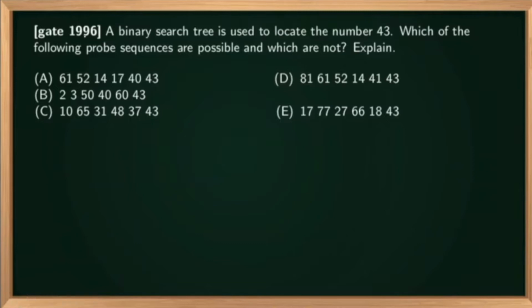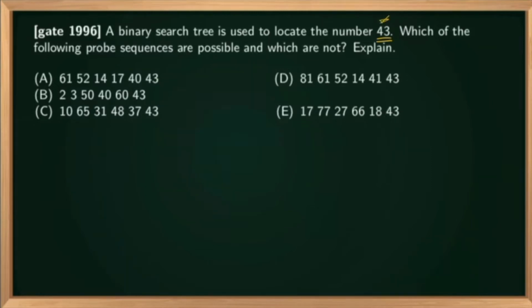This is a GATE 1996 question. So at that time we may have multipliers which are correct. Okay, now listen here. A binary search tree is used to locate the number 43. Which of the following probe sequences are possible and which are not? This is the question. So that means we have a binary search tree and we are searching for 43, right?